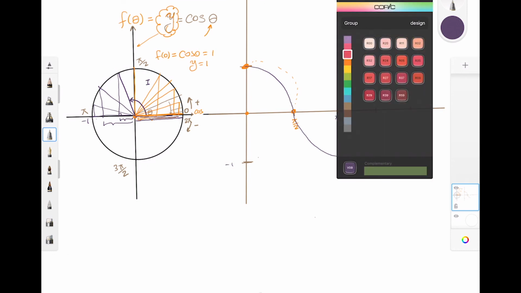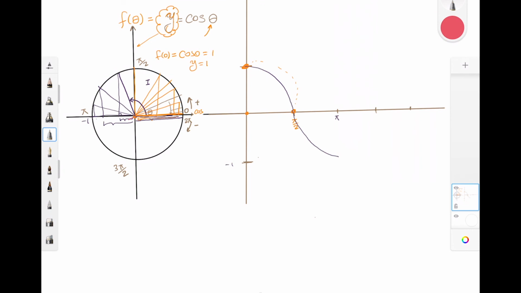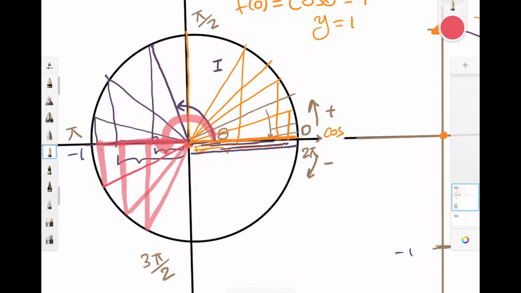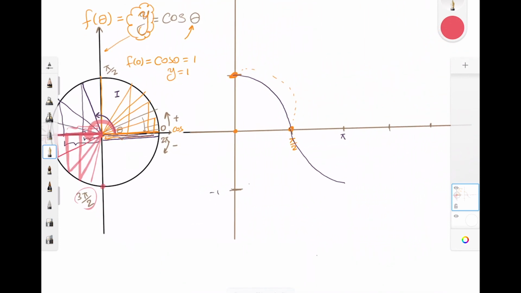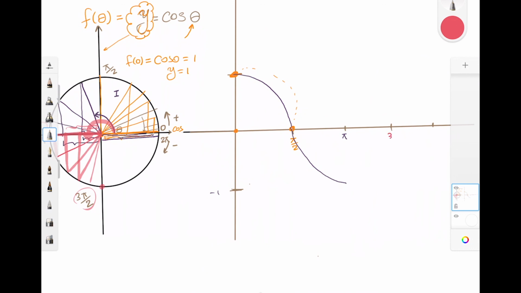Now in quadrant 3, if this is theta, the value of x is this. If theta gets bigger, this much gets smaller, so it gets smaller to 0. So from pi to 3 pi half, again the value of cosine will get to 0. So if I label this one 3 pi half, this value of y gets to 0.